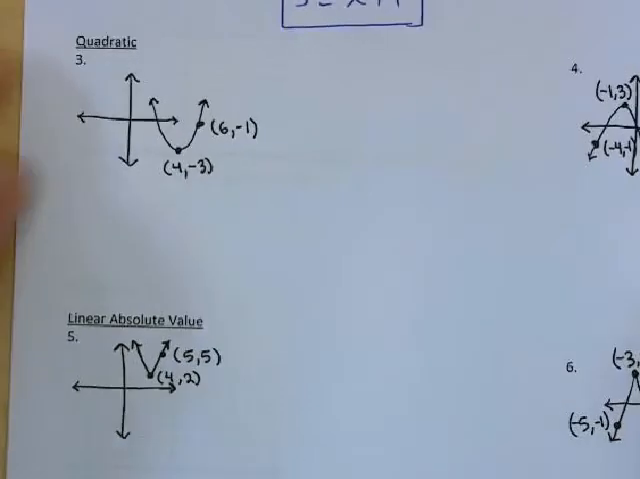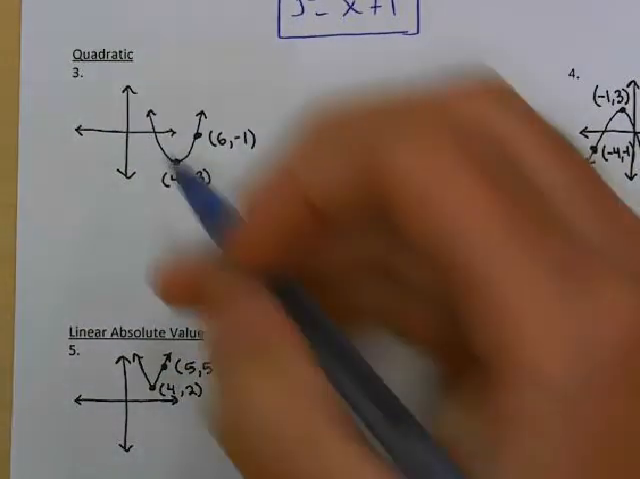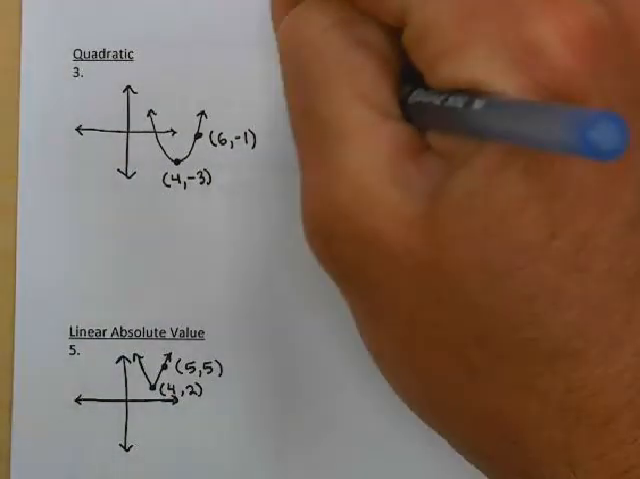Okay, so those are our linear functions. Next, we're moving on to some quadratic functions. Now, again, we know it's a quadratic because the graph is that parabola shape. Well, what does the equation of a parabola look like? They're all going to look something like this.